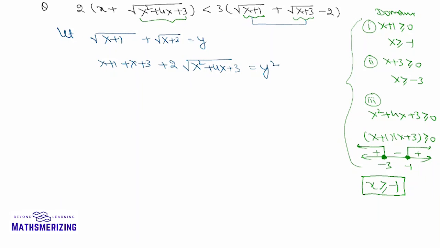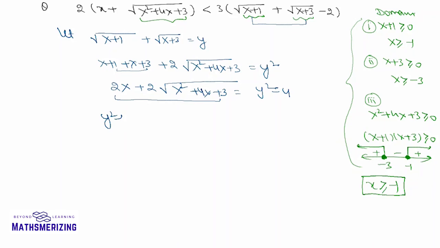So I can write 2x plus 4 plus 2 under root of x square plus 4x plus 3 as y square, and I can take this 4 on the right hand side. So y square minus 4. So this actually is your left hand side. So I can write this as y square minus 4 is less than 3y minus 2.